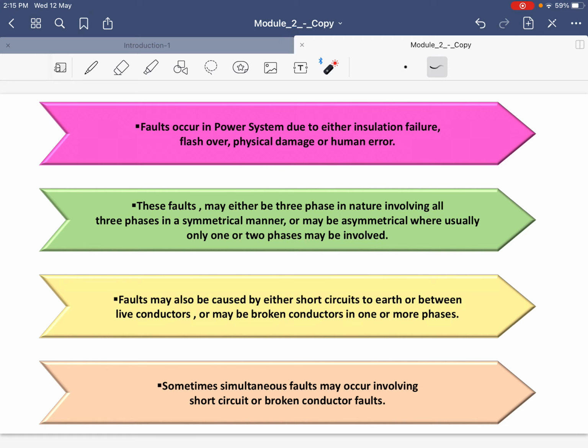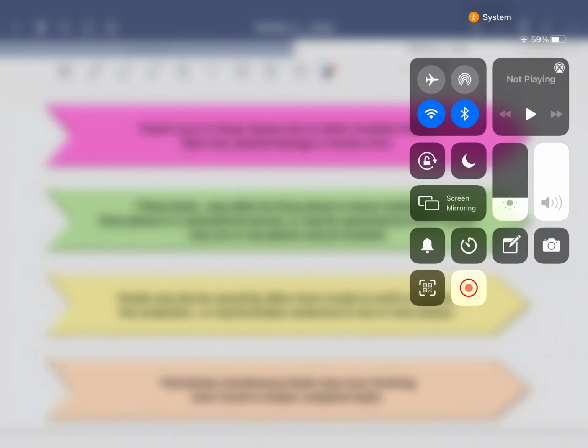These are some of the important introductory notes for the faults in the power system. In the next section, we will continue with this fault analysis, confined to the three phase fault.